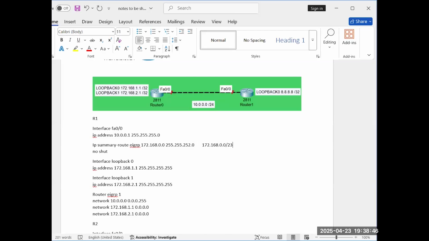See, you're still not clear with this subnetting part, right? I'm clear. I know subnetting. Just that calculation I need to do fastly. That's it, faster we need to do. Let's see.